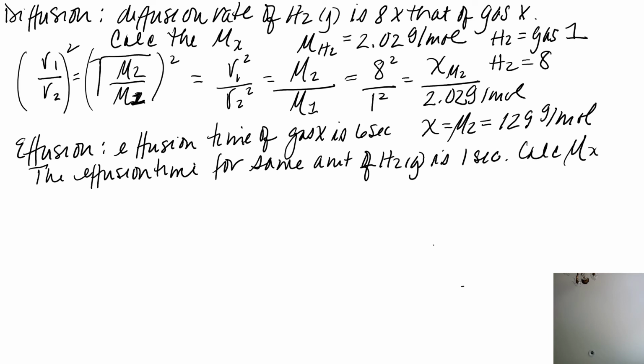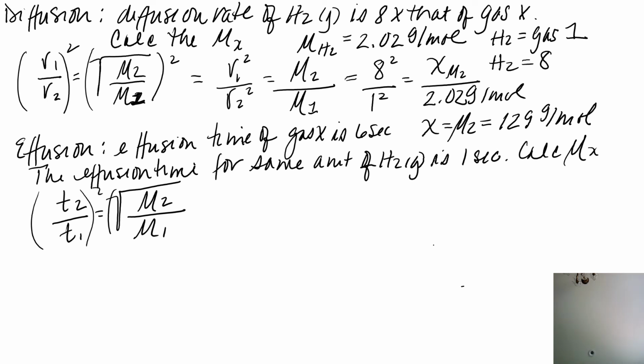So because it's effusion and we're given our variables in time, or seconds, we have T2 over T1 equals the square root of molar mass 2 divided by molar mass 1. Okay, same process, simplify this by squaring both sides, and we'll get T2 squared over T1 squared equals the molar mass of 2 over the molar mass of 1.